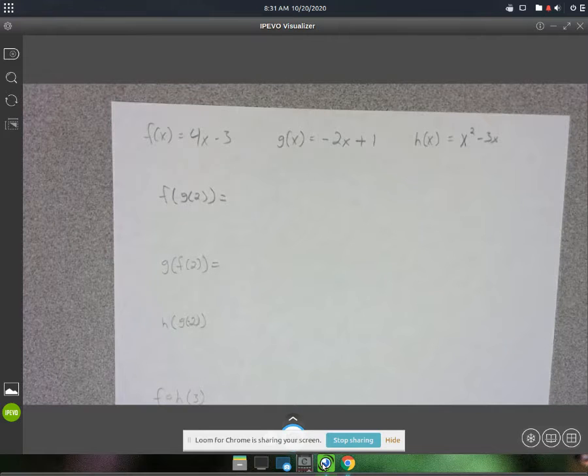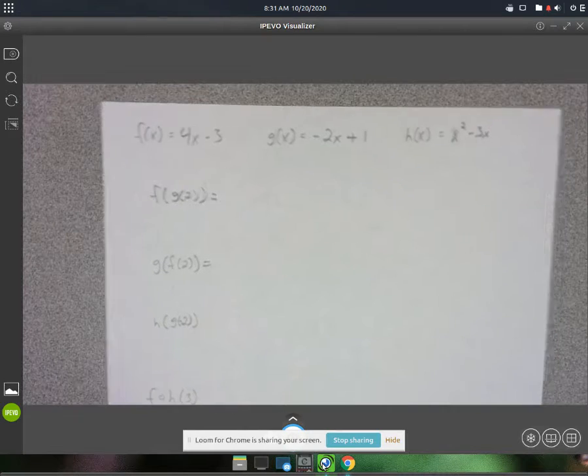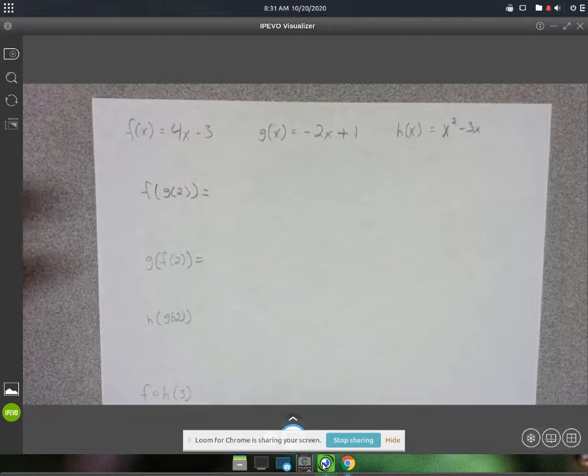All right, so this is called function composition. It's like we're combining two functions, but it's not multiplication or addition or anything like that. The way it works is the outputs of one function will become the inputs of a different function. Don't worry too much about it. I'll explain it with the examples here.